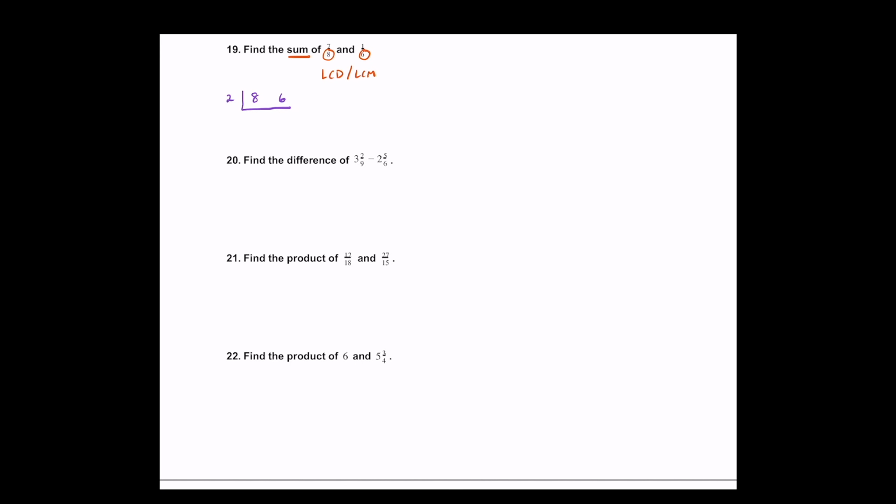So 2 goes into both of those. This goes in 4 times and 3 times. And then if you just go ahead and multiply these outside numbers here to get the LCM, 2 times 4 is 8 and 8 times 3 is 24. So we know the LCD, or least common denominator, or least common multiple, is equal to 24.